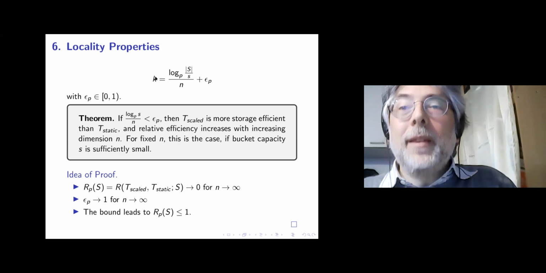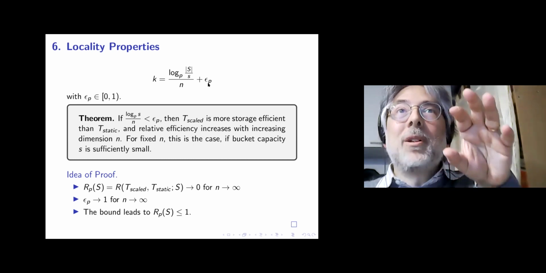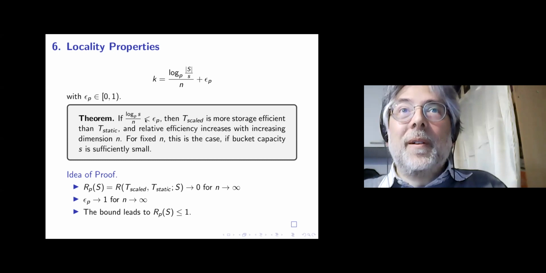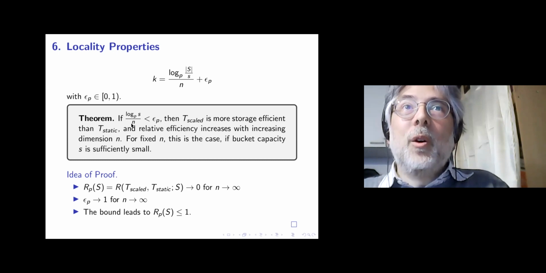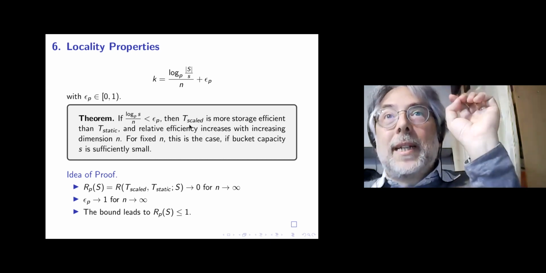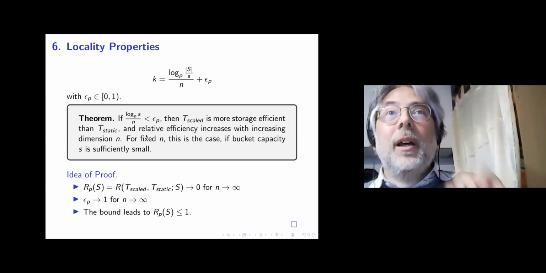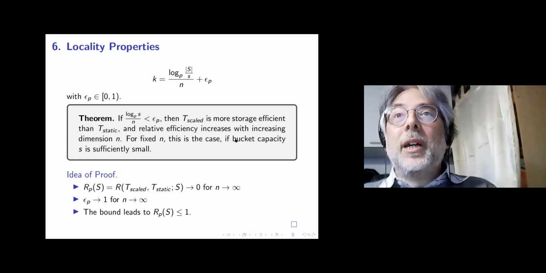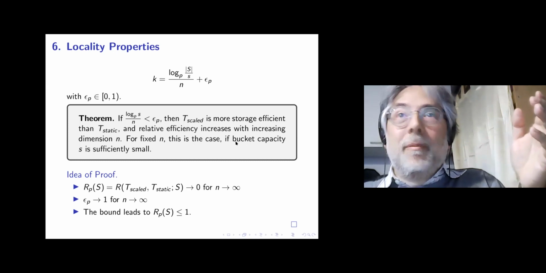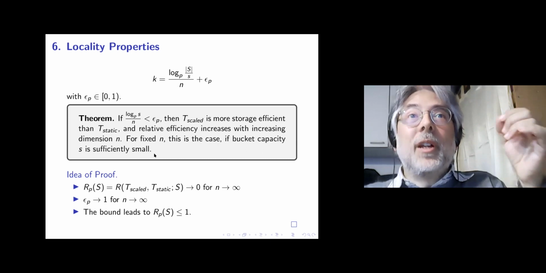And so your k, the iteration k, is this number here plus some epsilon between 0 and 1. And if this condition holds, that log s over n is smaller than this epsilon here, then the scaled tree is more storage efficient than the static tree. And relative efficiency increases with increasing dimension n. That means, for fixed n, this is the case if the bucket capacity S is sufficiently small.